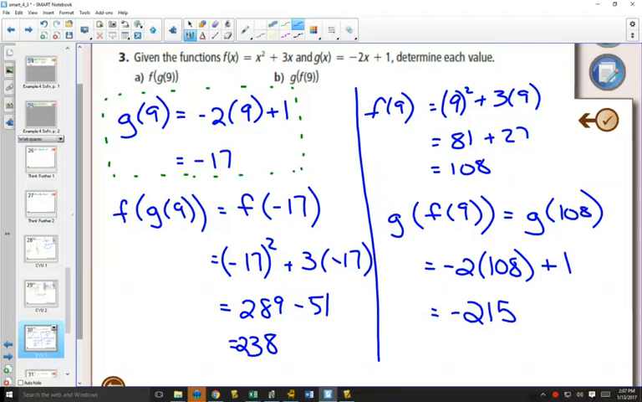Questions you can do for practice with equations: 6, 8, and 9.